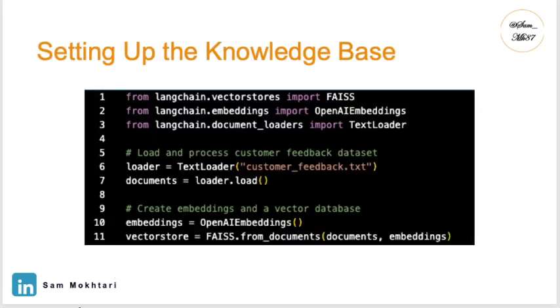So let's quickly go through how you can implement this using the LangChain framework. The very first step is to build the knowledge base. Let's say all the customer feedback is in a file called customer feedback.txt, and we load that data and push it to this vector database so that we can later retrieve the relevant information that is needed. So the first step, as I said, is to set up the knowledge base.